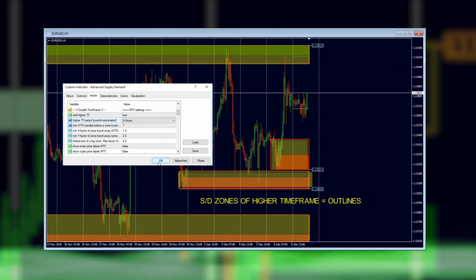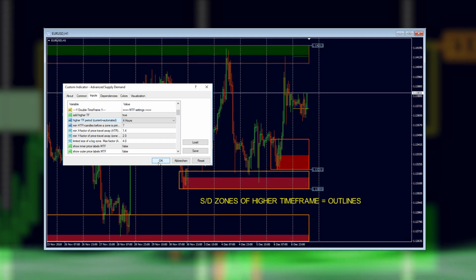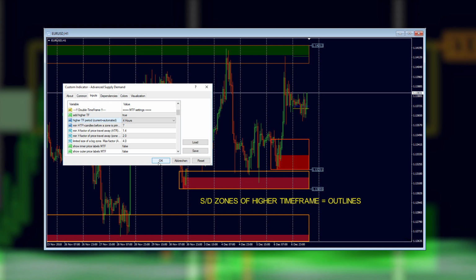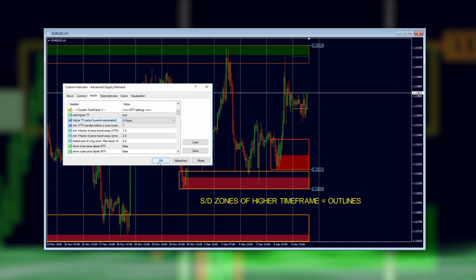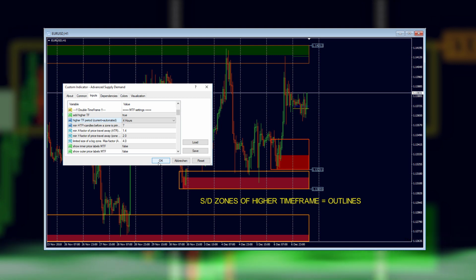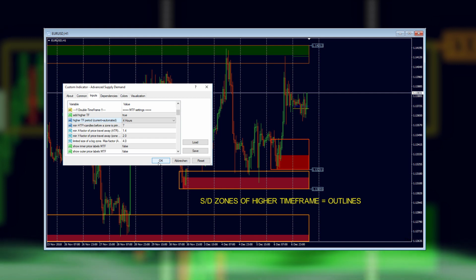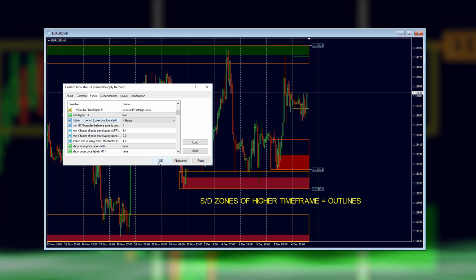You can also visualize when a zone from a current time frame is nested within a zone from a higher time frame. Nested zones can be stronger than zones that aren't nested. There is even an option to only get alerts when price has entered or left a nested zone.